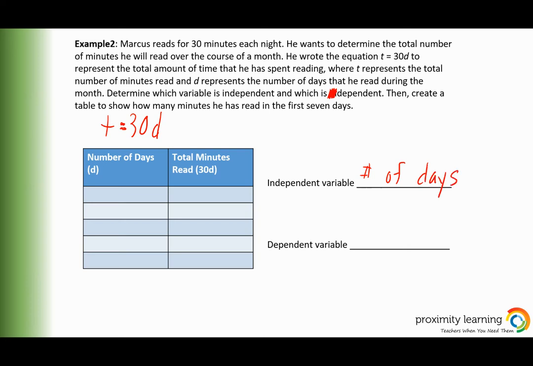And because the independent variable is going to be number of days, the dependent variable is going to be total minutes read.